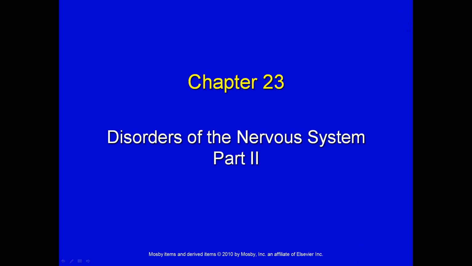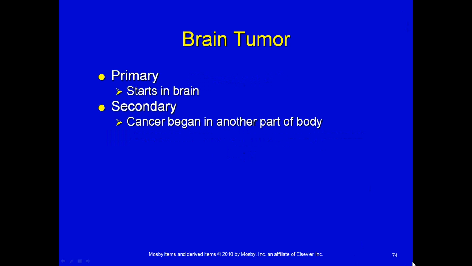Okay, here we are at the second part of the Disorders of the Nervous System chapter, and we're going to go ahead and get right into the next problem we see with nervous system disorders, and that's a brain tumor.